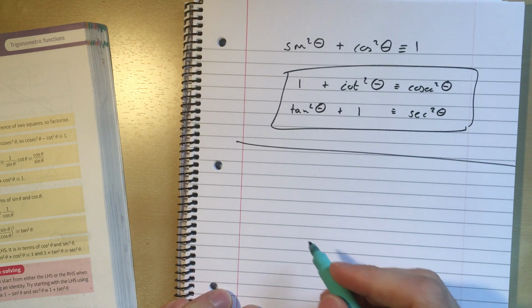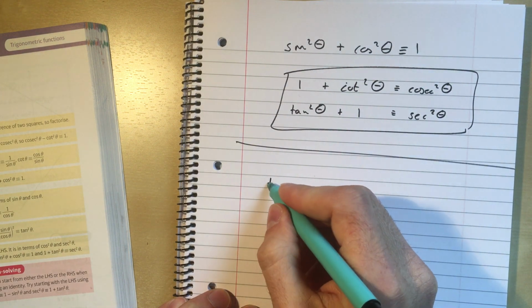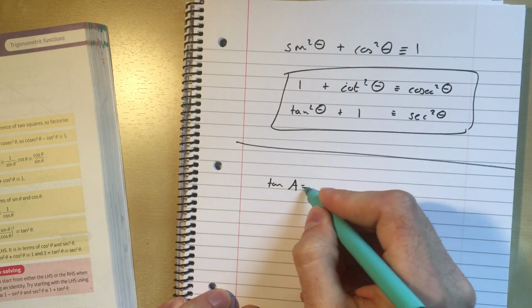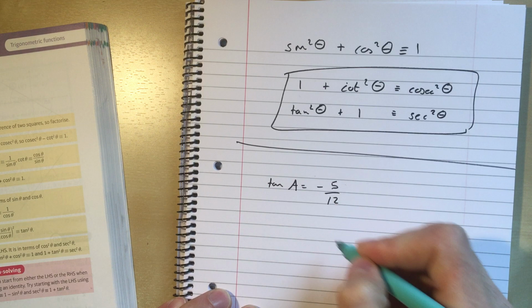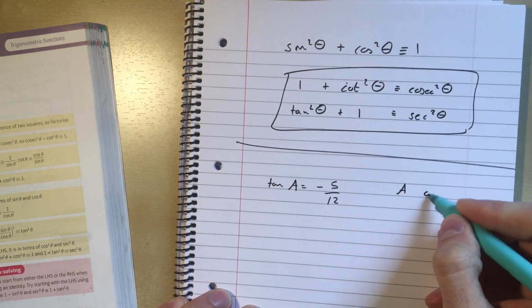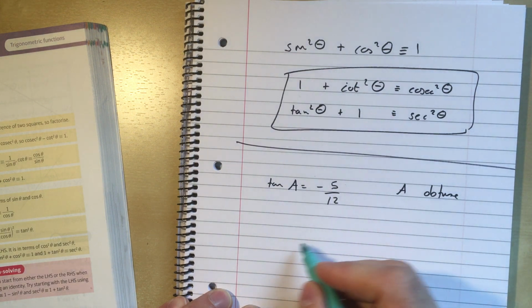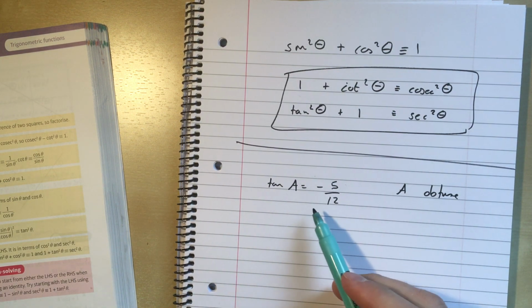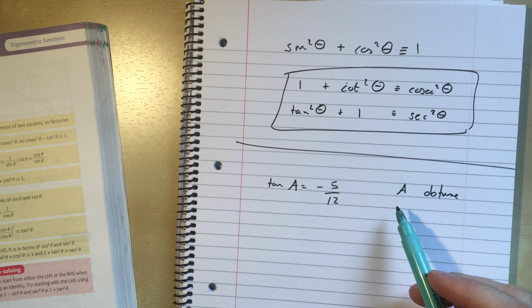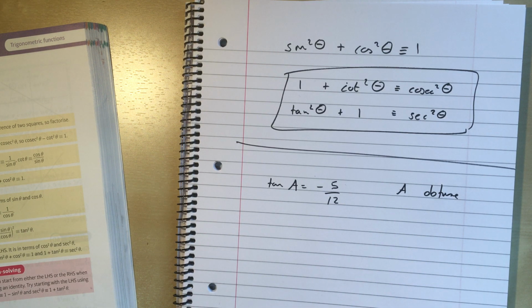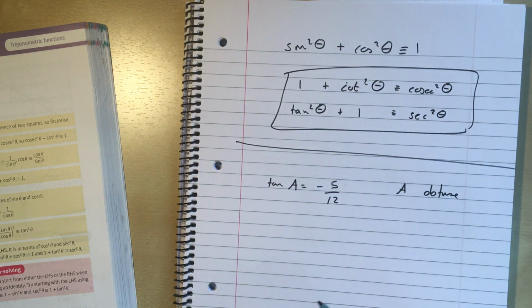The only other thing I would point out is this sort of thing. tan A equals minus 5/12, and A is obtuse, find sec A. Now my way of doing this, you might know from another video, is not the same way that the book does it, but let's look at the way the book does this, because we can use these identities. It's one application of them.